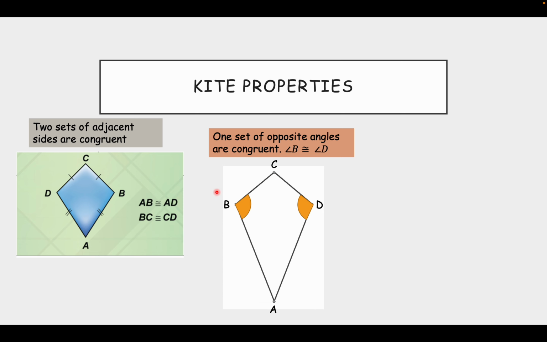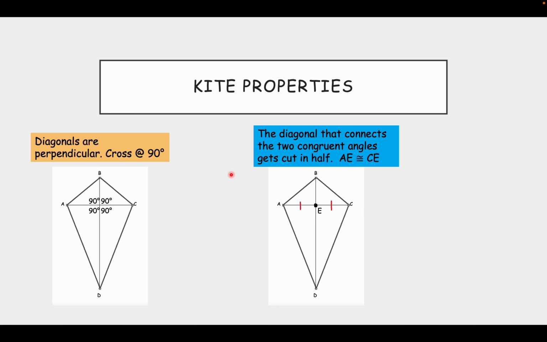One set of opposite angles are congruent. So angle B and angle D are equal in a kite. Two other properties involve the diagonals. The diagonals cross at a 90-degree angle. Notice that it creates four right triangles.